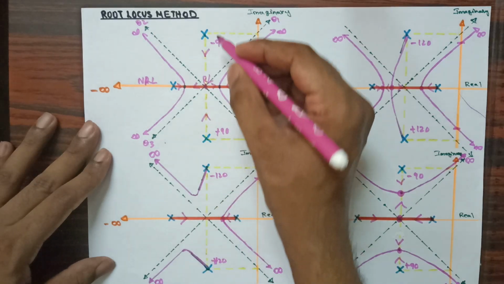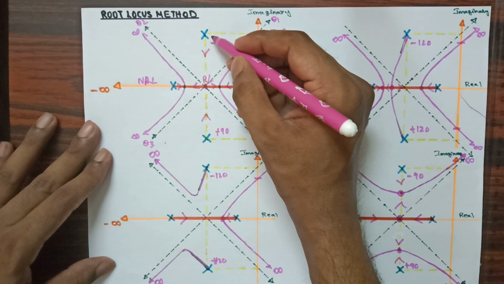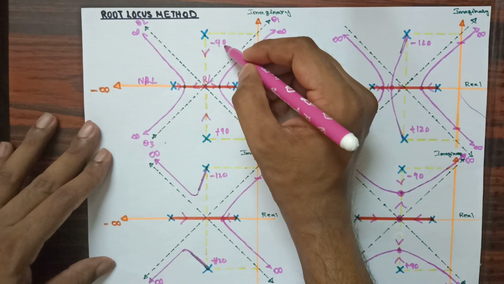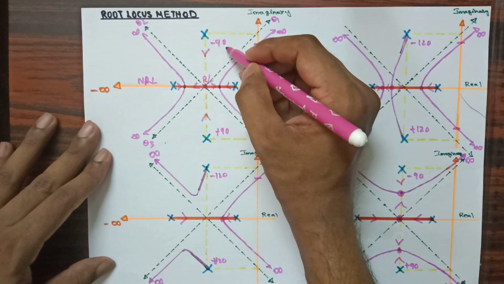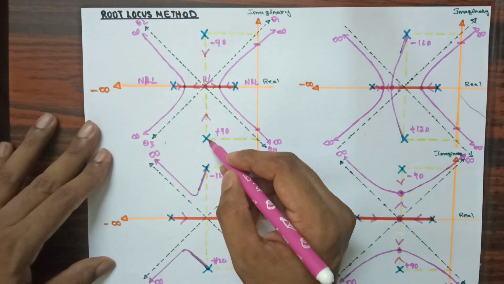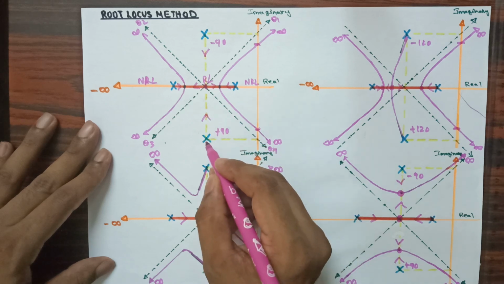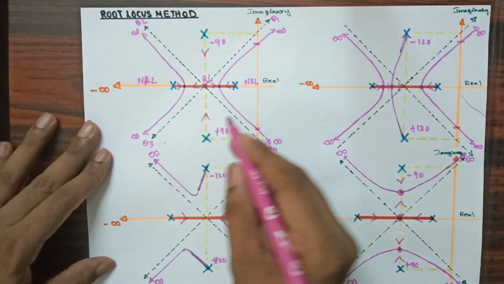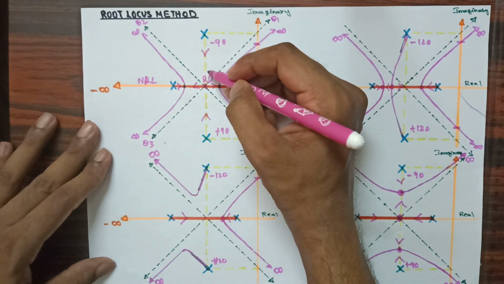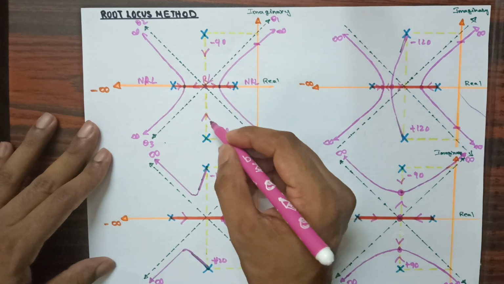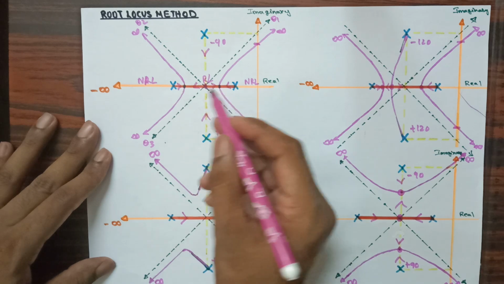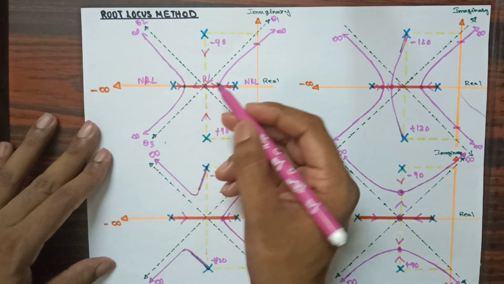Now here, as you can see, for this pole I have given the angle of departure as minus 90 degrees, and for this pole the angle of departure is plus 90 degrees. Therefore this pole will move in the upward direction and this pole will move in the downward direction. Now when they move, here in this example, as I said, I have given 3 breakaway points.